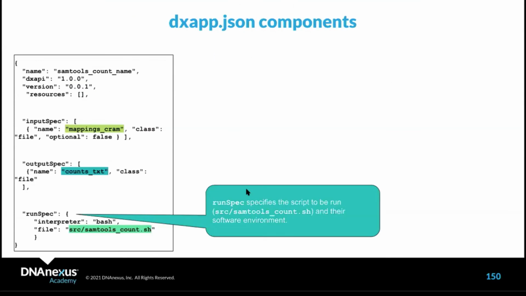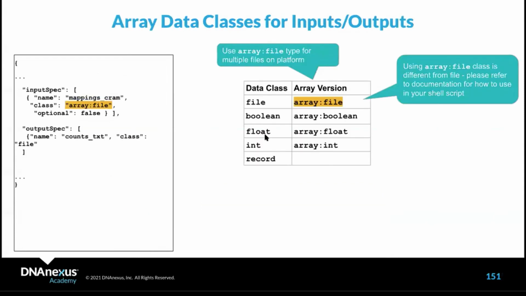So back to dxapp.json. We are going to be focusing mostly on this run spec section. Although I lied, one thing to note is that when you're building your app for batch submission, you can use these array versions of the data classes. For example, if you want your app to take a number of files as input, you can use this array:file class for inputting multiple files on the platform.